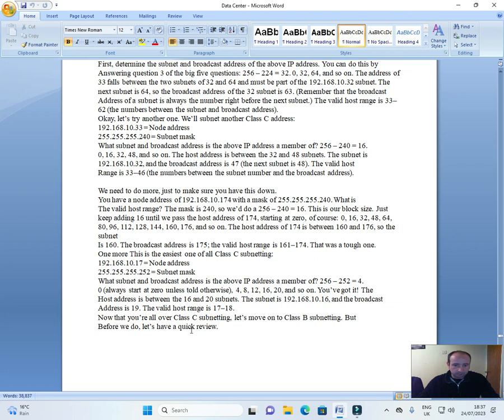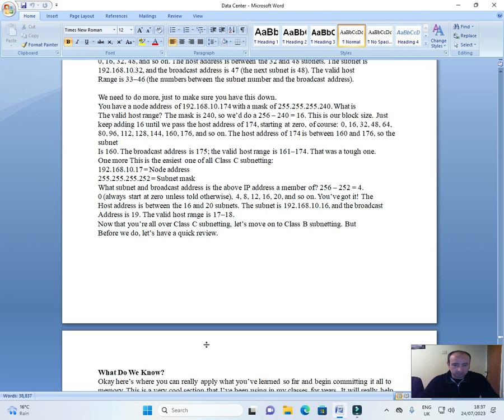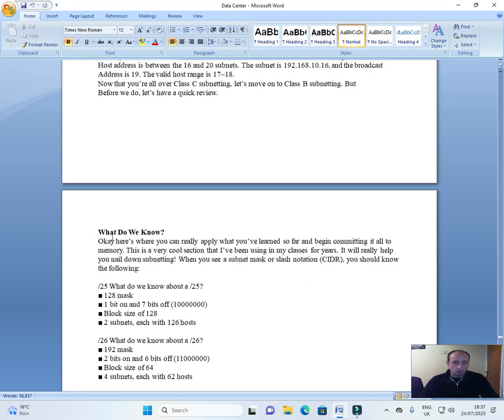Now that you're all over Class C subnetting, let's move on to Class B subnetting. But before we go, let's have a quick review. What do we know? Here you can really apply what you've learned so far and begin committing it all to memory. This is a very cool section and I've been using it in my class for years. It will really help you nail down subnetting. When you use a subnet mask or slash notation CIDR, you should know the following.